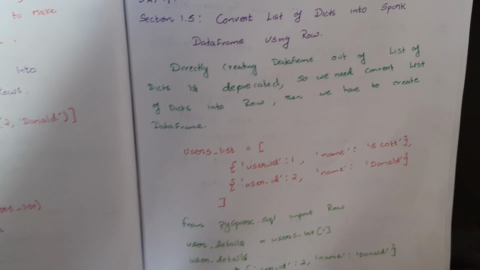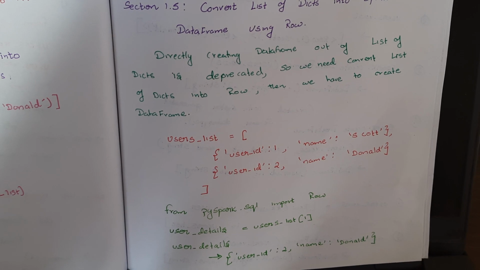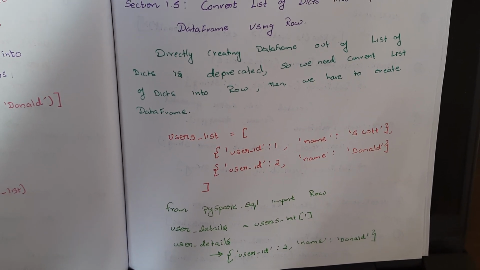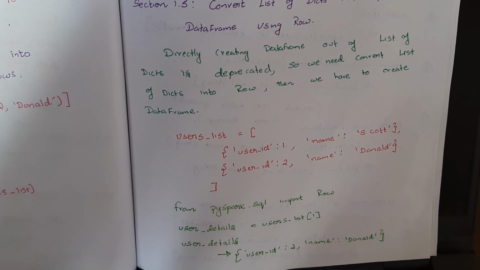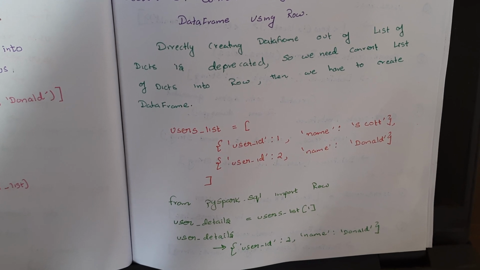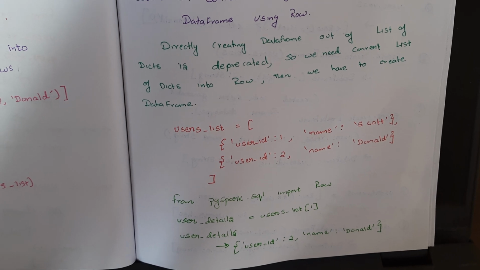Let's see. First we have specified a users_list, which is nothing but a list of dictionaries. Inside the list we have dictionaries like user_id 1 and name Scott, and user_id 2 and name Ronald. Now we are trying to import Row from pyspark.sql: from pyspark.sql import Row.